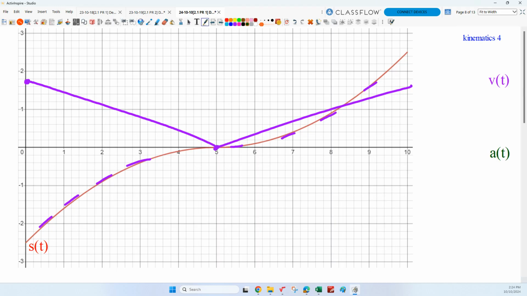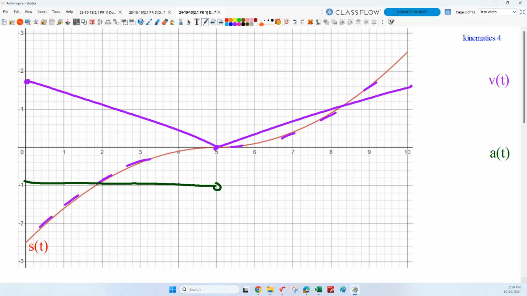Which way is the invisible hand pushing me from 0 to 5? Pushing me backwards, yeah, because I'm slowing down. I'm moving in the positive direction, but slowing down, right? And doesn't that make sense? Because look, the slope of that velocity function is constant and negative, so we're doing something like that, aren't we? Agreed? Okay, what about from 5 to 10?